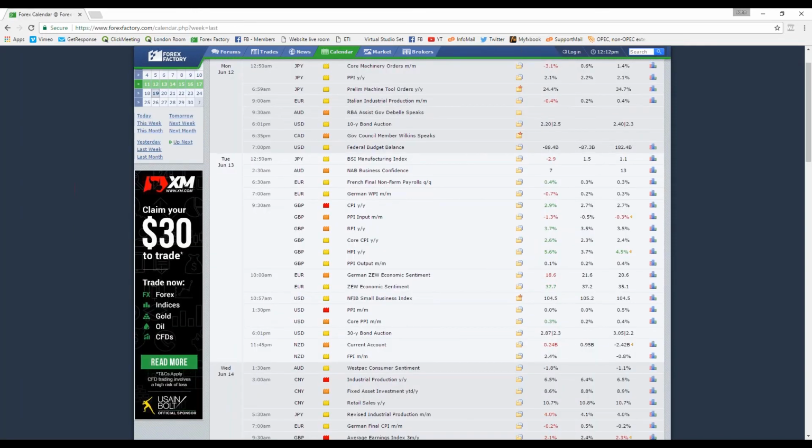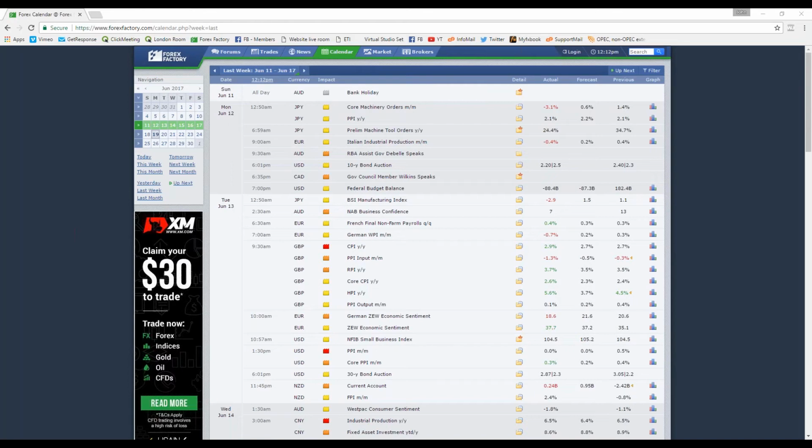So what we had on Monday, as you can see, we did not have anything earmarked, any major volatility earmarked on Monday, but we had this medium event at about 6:30, which was Governor Council Member Wilkins speaking involving the Canadian dollar. Now, I'm not 100% sure because I haven't gone back to see what was said. What was said in a way is not completely relevant, because the effect it has is more important. The effect it had was to push the Canadian dollar to the upside.